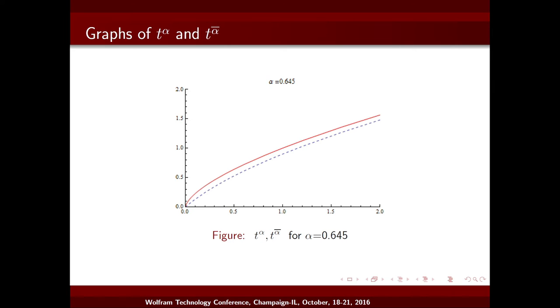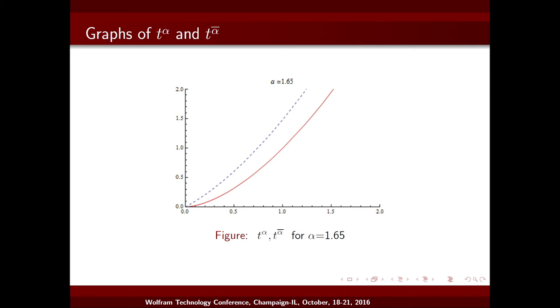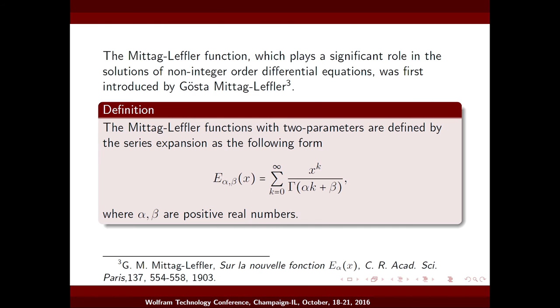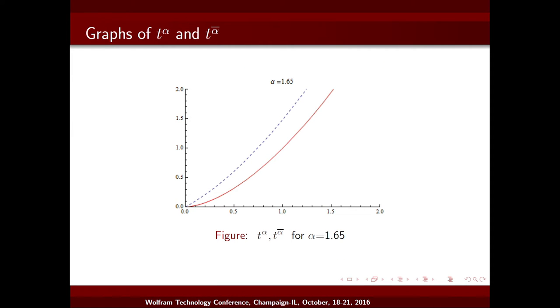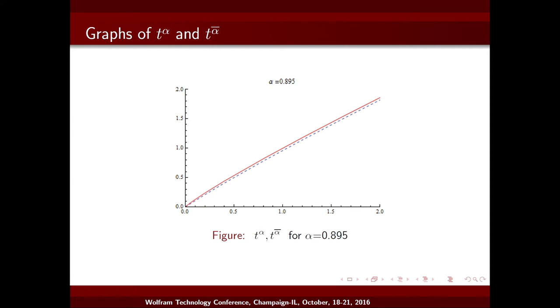Then I'd like to compare t to the alpha with t to the alpha rising. We also got this with Mathematica, since Mathematica has the gamma function. So you can see how close they are to each other when alpha is close to 1.